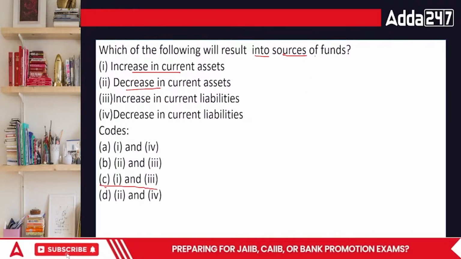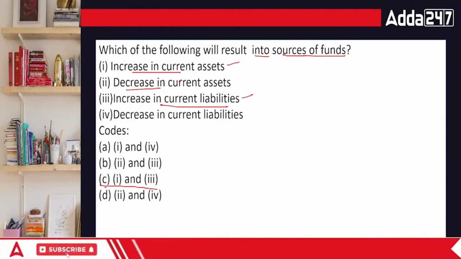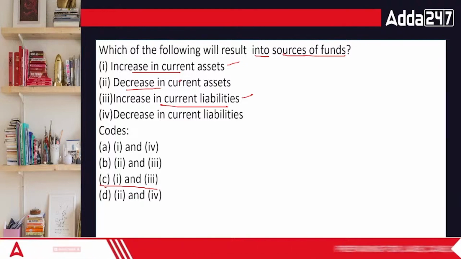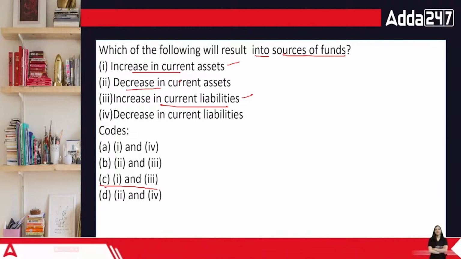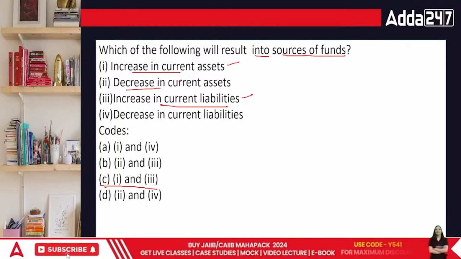Into sources of funds, matlab you are getting money. One is you are getting money if you are having an increase in current assets or a decrease in current liabilities. In this case, you are having, sorry, increase in current liabilities. Matlab if I'm taking a lot of loans or if I'm buying a lot of current assets, in both the areas, this will lead to sources of funds. Sources yani you are getting funds for the business.